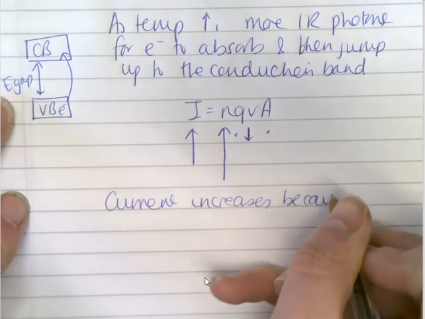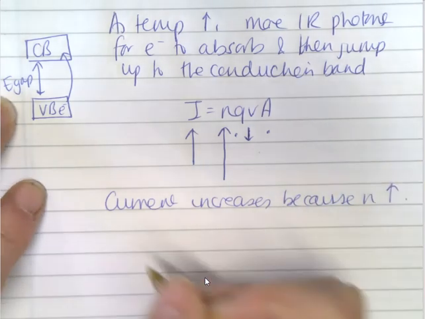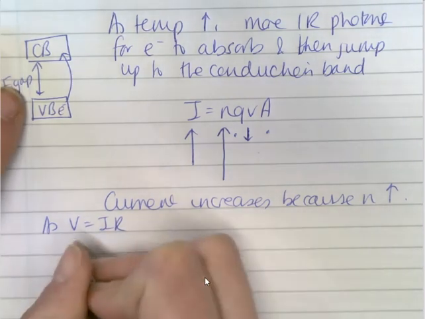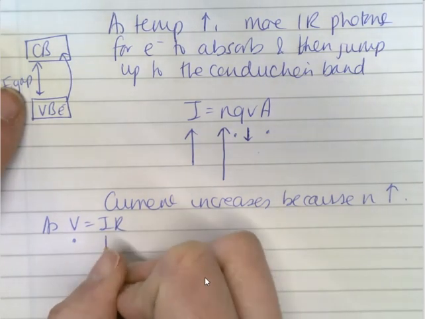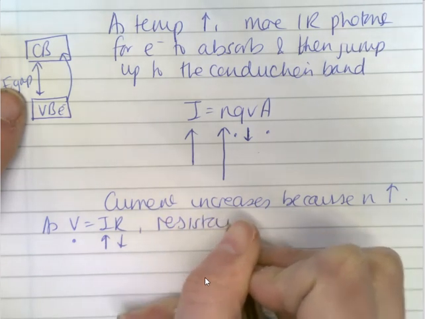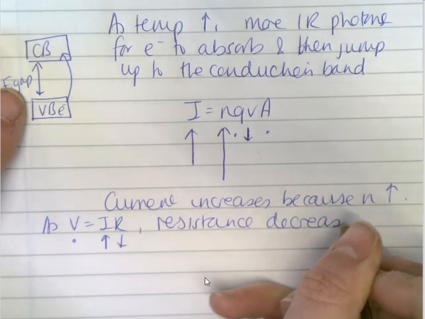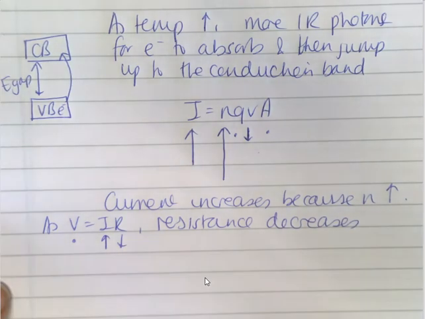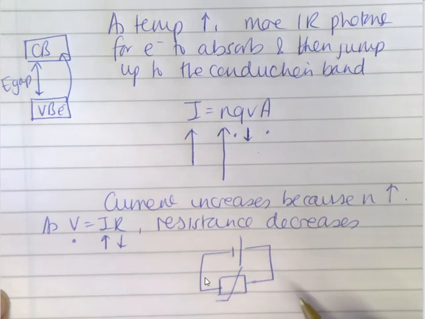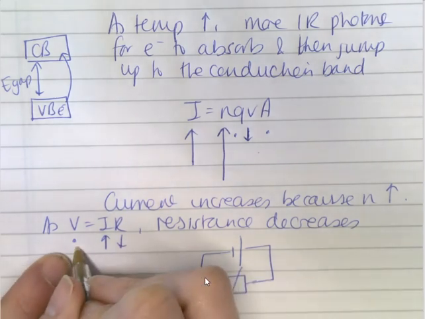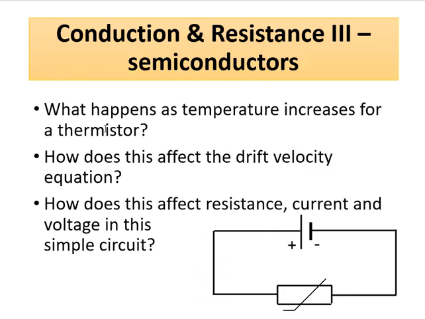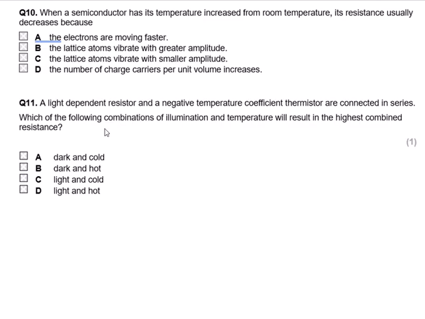So we have that current increases because N increases. And then as V equals IR, and we've not changed the voltage of the circuit, V is fixed. If I increases, that means that our resistance decreases. And that's what we generally know about thermistors. As you make them hotter, the resistance decreases. So if we're looking at that circuit, as we increase the temperature, the voltage is staying the same, but the current is increasing, which means the resistance must decrease. So we're going to use that for some multiple choice questions. So have a go at these two.